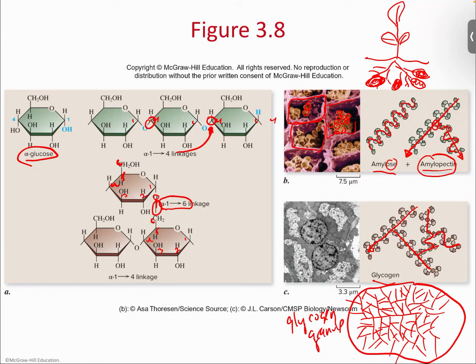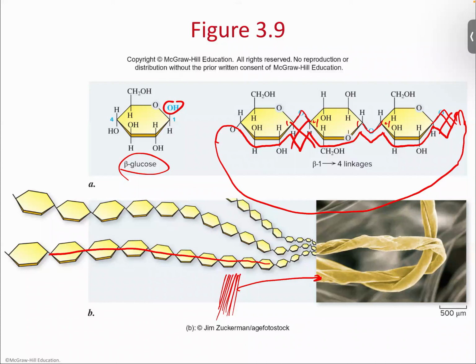Now, we talked about that before, right? We talked about how termites have bacteria in their guts that have the enzyme that can do that. And so we don't have it, but other organisms do. Okay, so that's the end of carbohydrates.